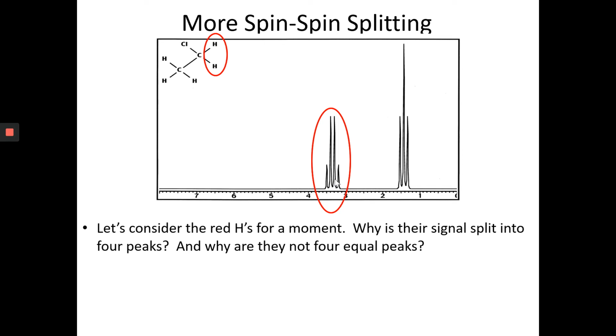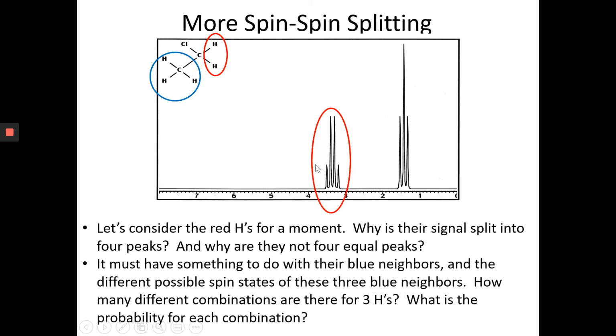And at least as importantly, or more importantly, notice they're not 4 equal peaks, right? These two are small, and the two in the middle are big, right? We call this signal a quartet. So it's a quartet, but it's a special quartet where the two in the middle are big and the two on the outside are small. But let's imagine what's going on, right? So it must have something to do with these blue neighbors, right?